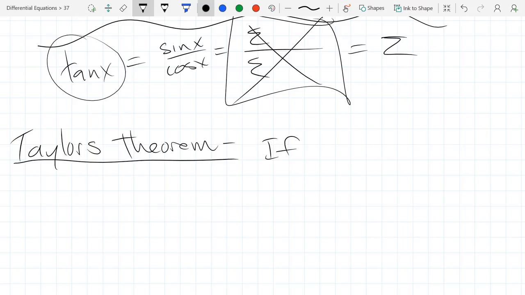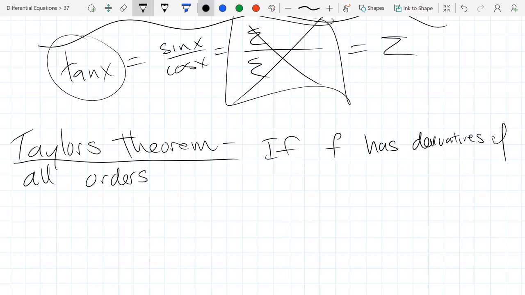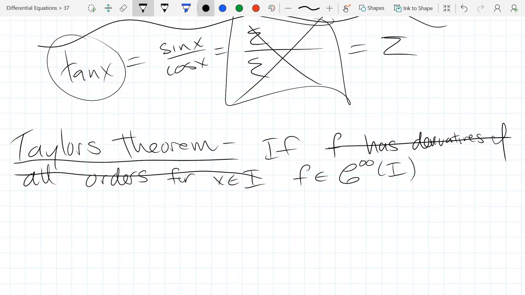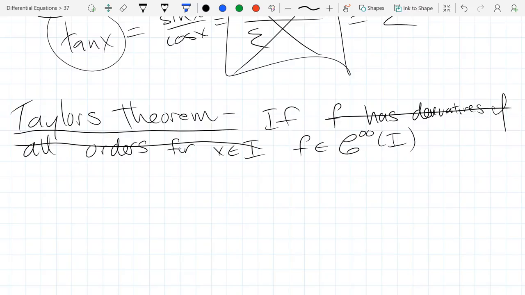This is if f has derivatives of all orders. So already, I can write this statement a whole lot faster if I use C infinity. If you want to make this way shorter, you can write if f is in C infinity of I. So we'll just save a lot of writing and write that instead. I think your book has what I just crossed out. So if f is a C infinity function, then, and of course we need to expand around a value a inside the interval.